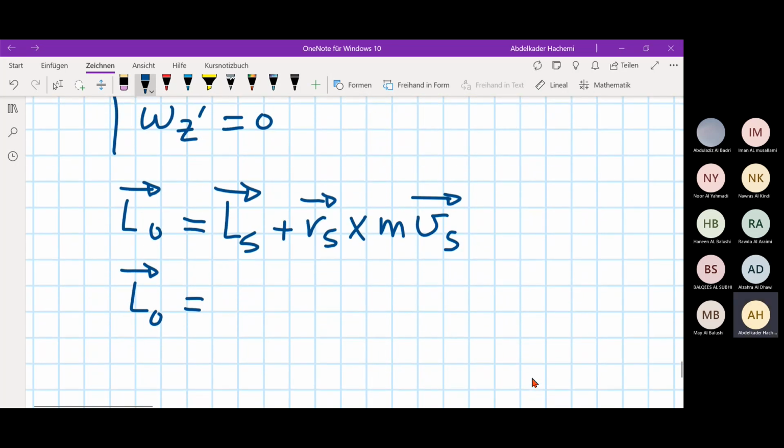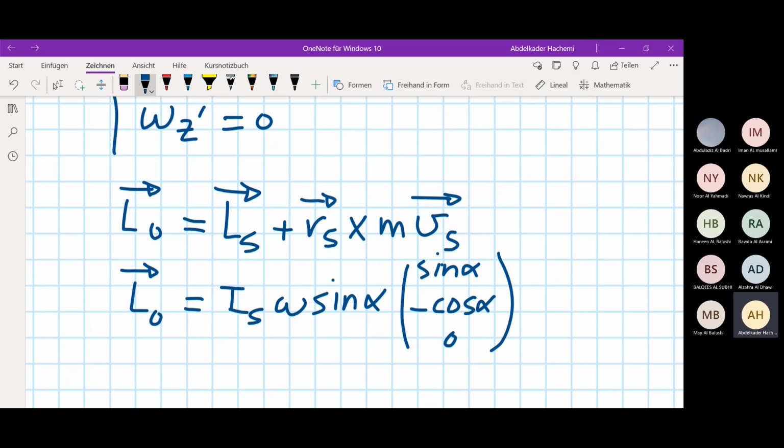Now, then it means we have only the direction of z, and we will get here omega sine alpha, as IS is constant, sine alpha minus cosine alpha 0, plus, now if we look to the b, okay, plus rs cross mvs.